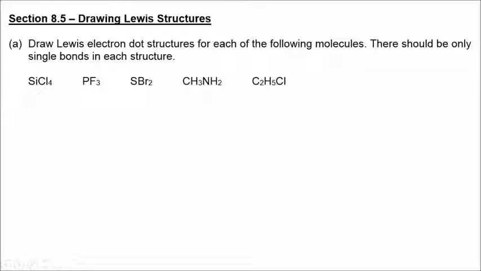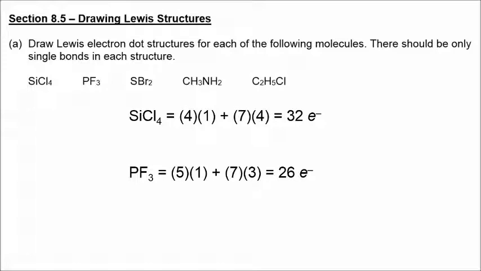Section 8.5, Drawing Lewis Structures. This begins by calculating the total number of valence electrons for the molecule or the ion. So Si, silicon, has 4 valence electrons. Each chlorine has 7 valence electrons, and there are 4 of them. Grand total, 32 electrons. For phosphorus trifluoride, PF3, we have 5 plus 21 is 26. And for sulfur dibromide, SBr2, we have 6 plus 14 is 20.